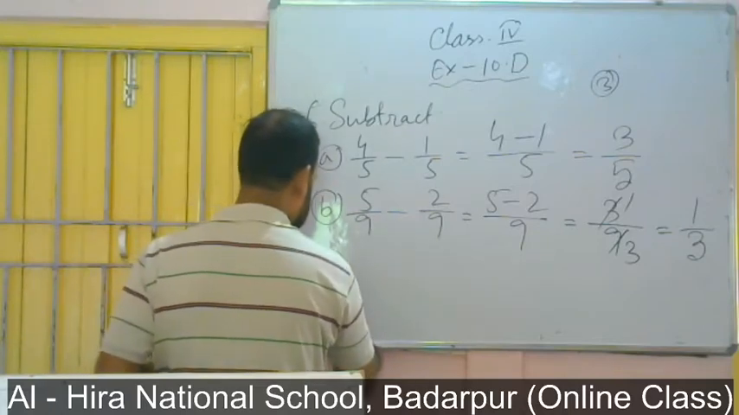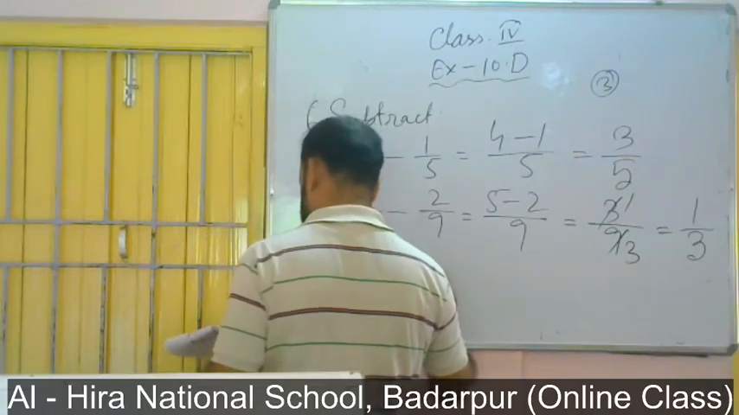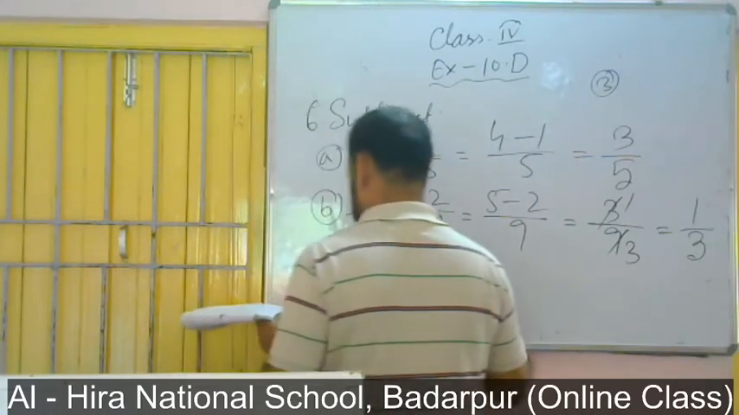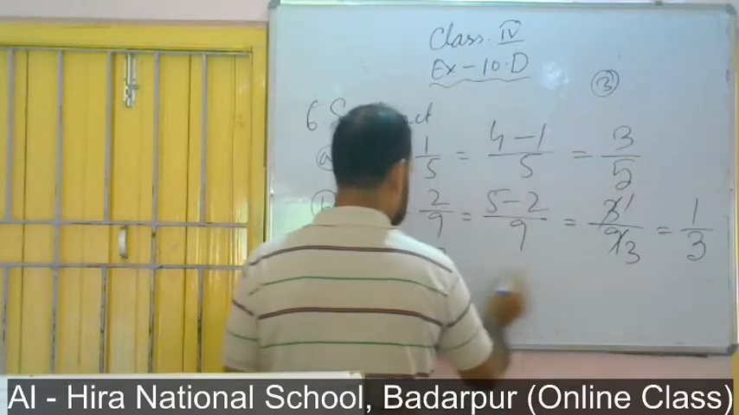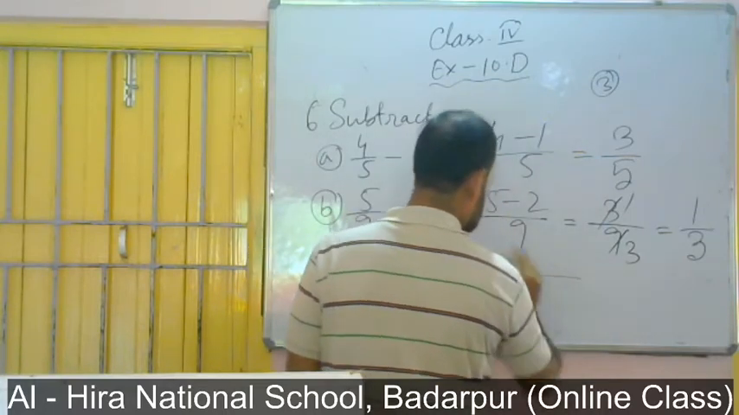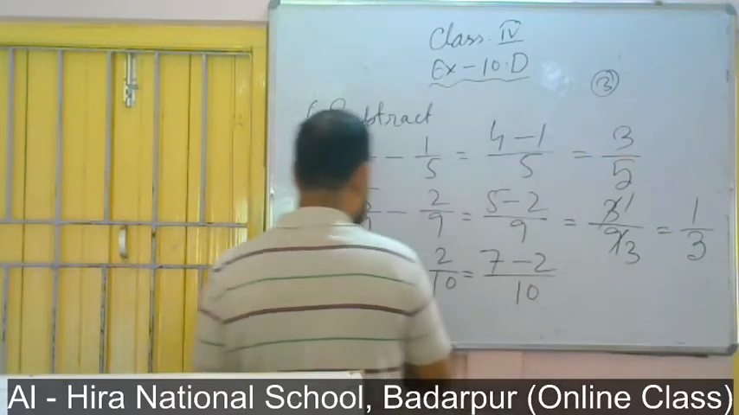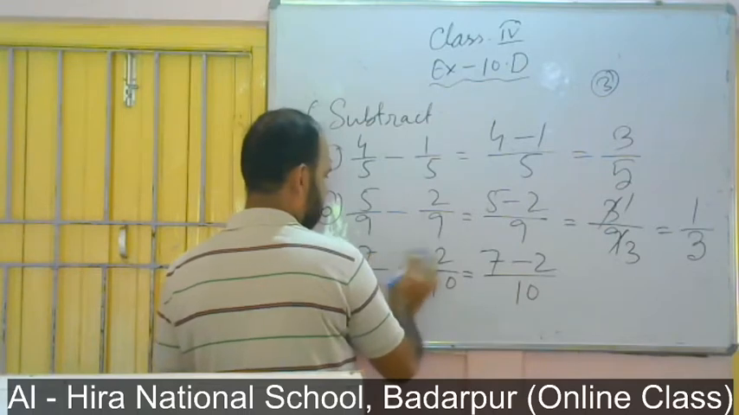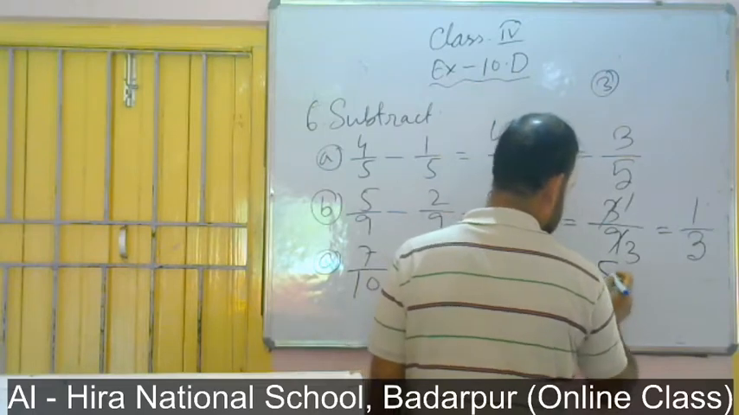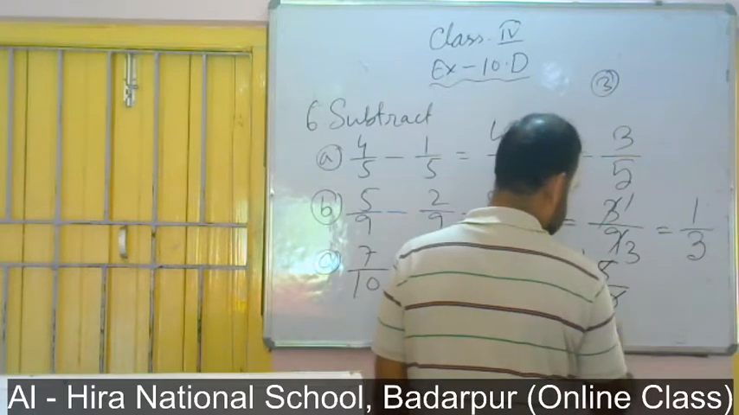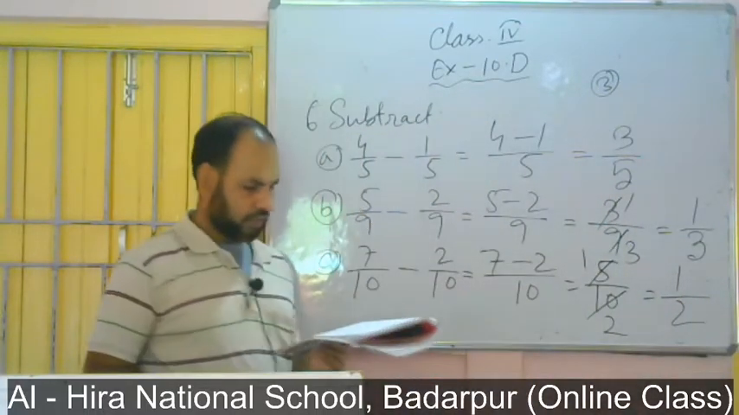Next, question number C. 7 by 10 minus 2 by 10. Here the common denominator is 10, and 7 minus 2 is equal to 5 by 10. If we cut with 5, 5 1s are 5 and 5 2s are 10. Answer is 1 by 2.